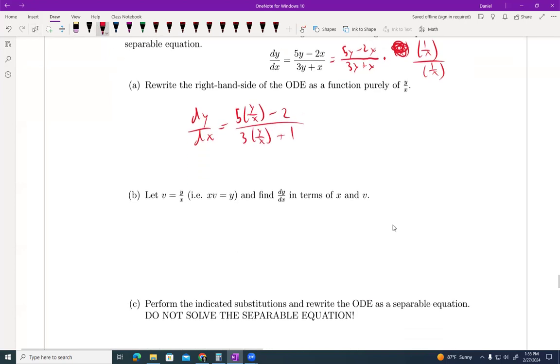For part B, now we're going to let v equal y over x, and I'm going to find dy/dx in terms of x and v. So using this equation that y is equal to xv, I'm going to take the derivative with respect to x on both sides. I get dy/dx is equal to v plus x times dv/dx using the product rule. And there we have it. That's all I wanted for part B.